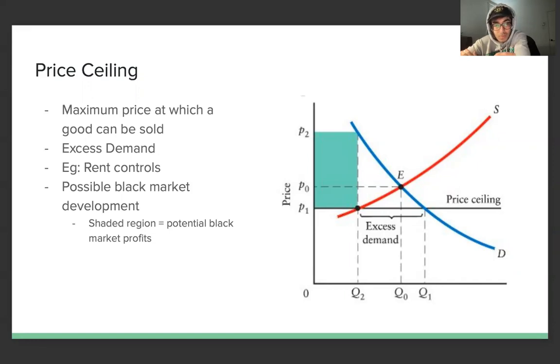What's important about this case is that it can lead to black markets, which is basically saying that even though in the economy we're not supposed to sell above the price of P1, what suppliers might do is take those goods and give them to the people who are willing to pay price P2, because for quantity Q2, there's a point on the demand curve corresponding to price P2 where people are willing to buy at that price. So they might just take those goods to those people and sell them at a higher price. And this green shaded region is the potential black market profits.